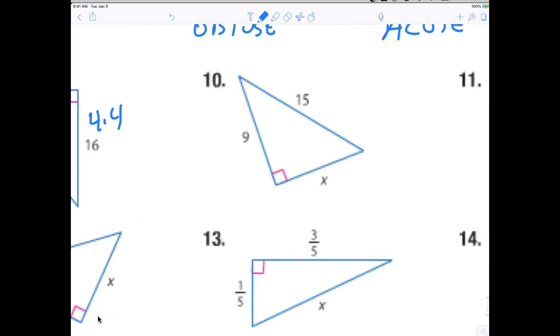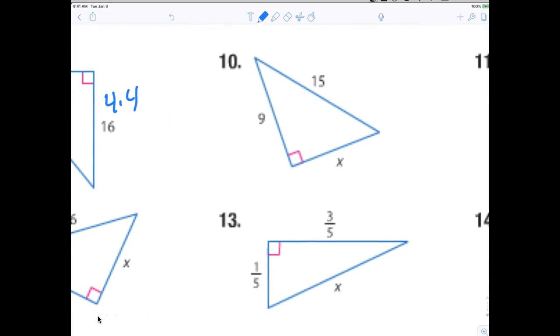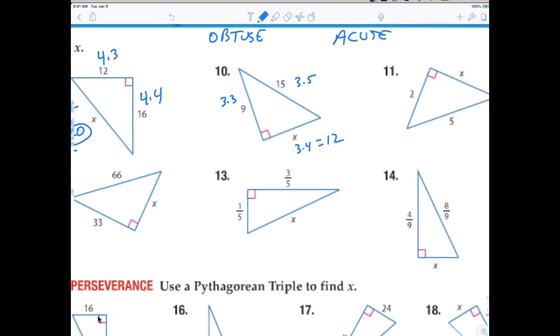Now number 10, this is 3 times 3, 3 times 5, 3 times 4. Look how simple that is. Now actually, I want to help you with the fraction one. I want everybody to look up. Look at the fraction real quick. Let me show you how to do the fraction.